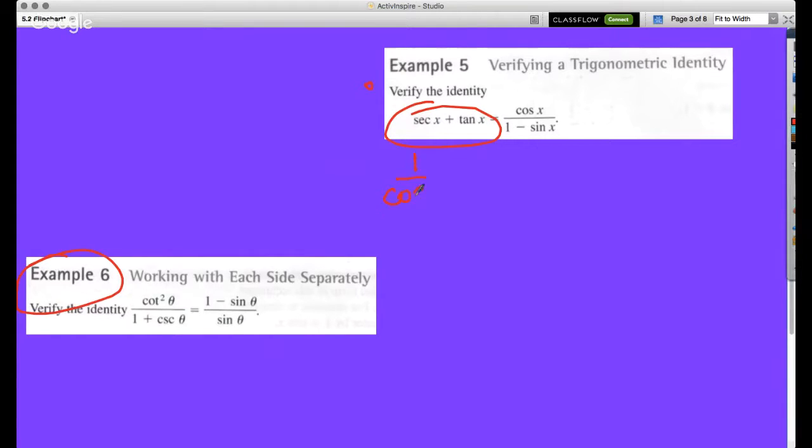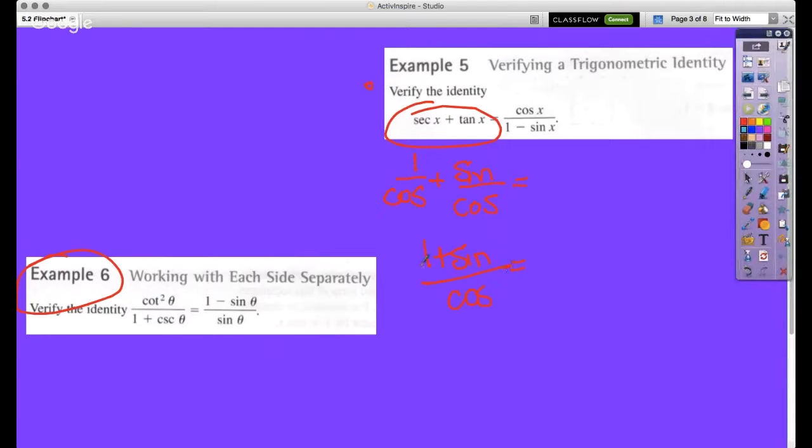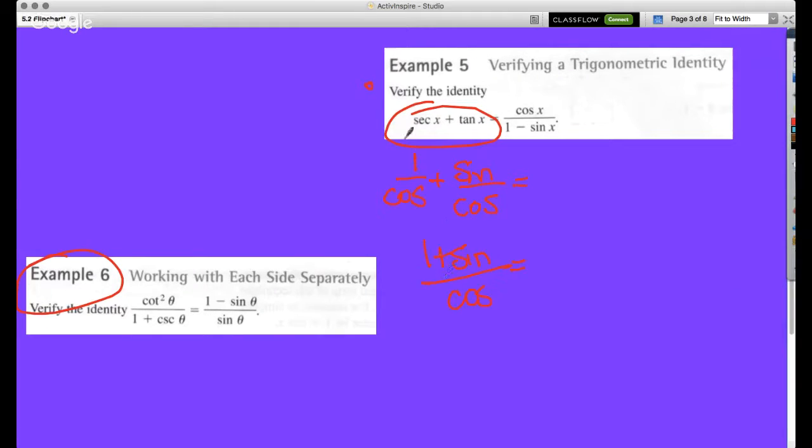So let's go 1 over cosine plus sine over cosine here. What we're trying to do is get a common denominator. As I look at that, I've got 1 over cosine, sine over cosine. I know I could get 1 plus sine on the top and cosine on the bottom, but the problem is that doesn't really take me anywhere. I could go 1 over cosine, but that would be getting back in this direction, and we want to keep going downward.